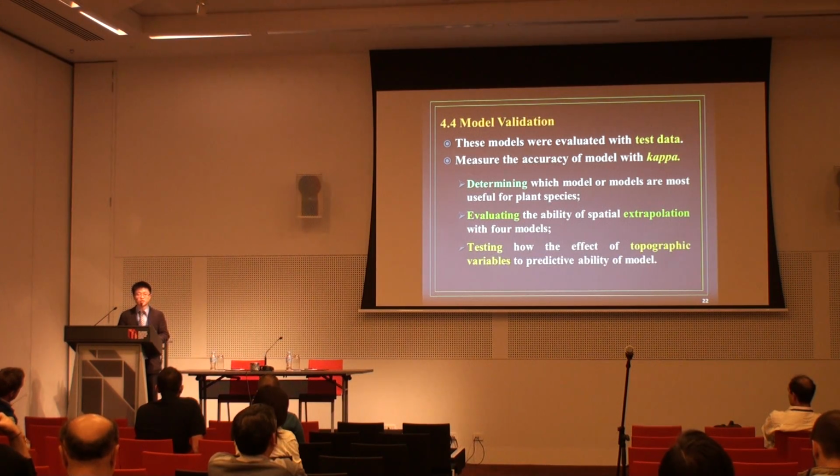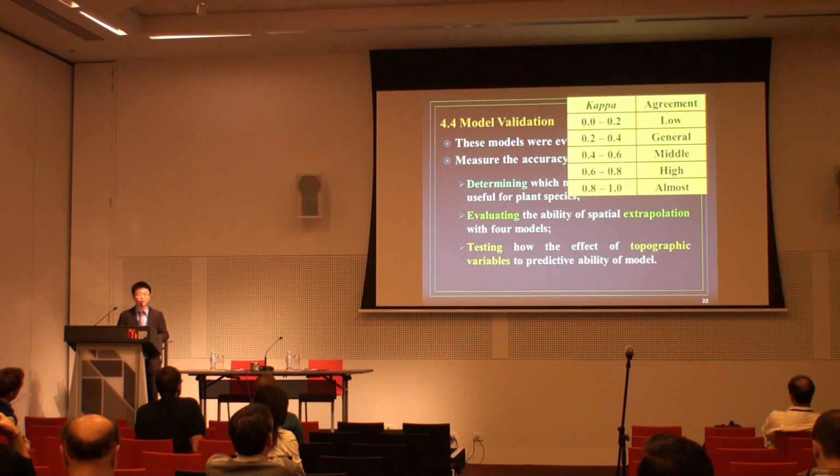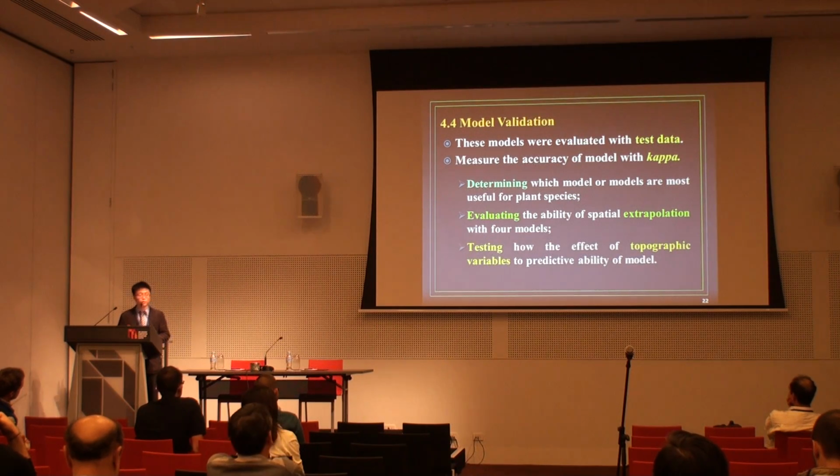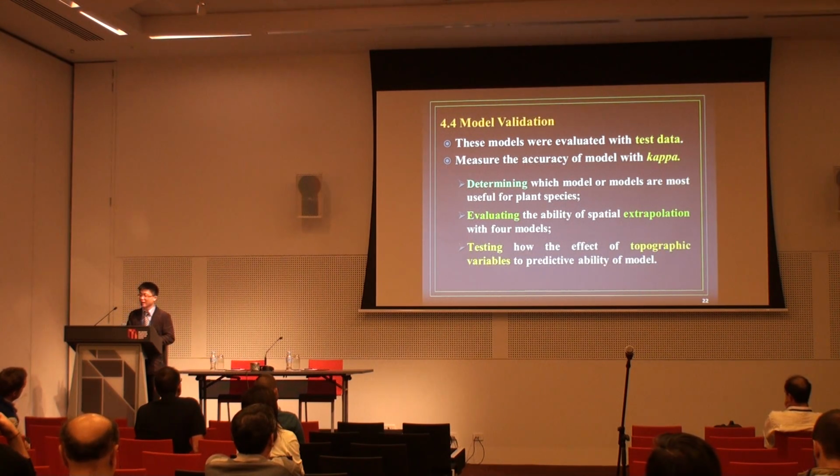Finally, the results need comparison and validation. So we use the test data and take the kappa measure. The kappa measure has 5 levels, from low to high. And we check 3 points: which models are used for plant species, how the ability of spatial extrapolation is modeled, and how the effect of topography is variable to the model performance.